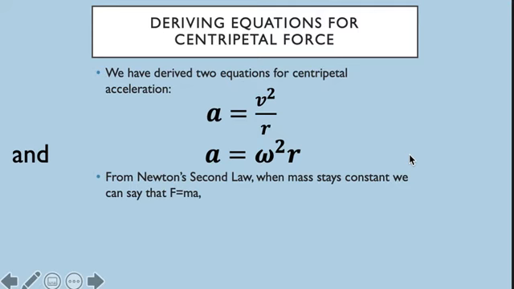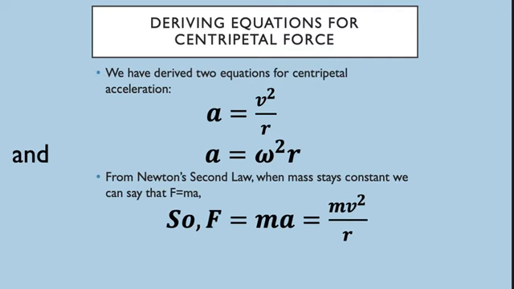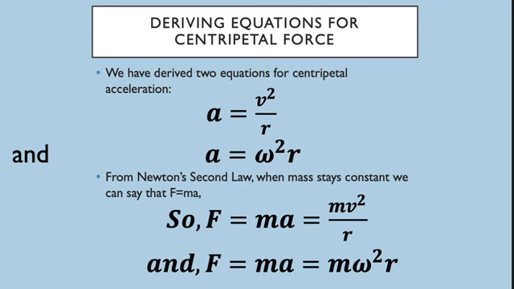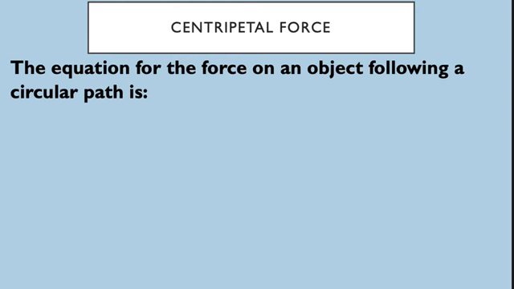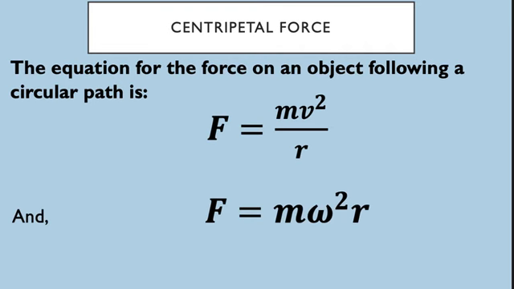So it's not too difficult to then move on from acceleration, knowing that Newton's second law says that F equals ma when we've got a constant mass. All we've got to do is literally put an m in front of that. So for F equals ma, for our first equation we just put an m in front, so we get mv squared over r, and for our second equation we get F equals m omega squared r. Okay, so these are our two equations that we've derived.